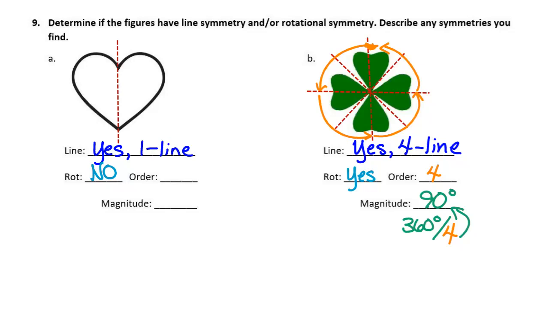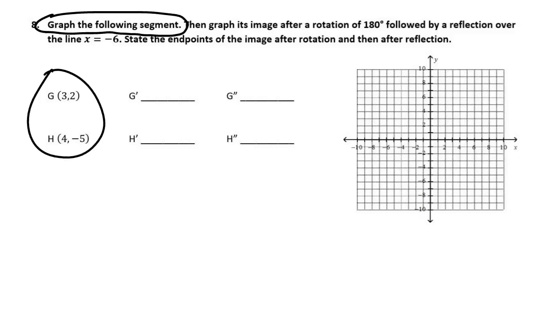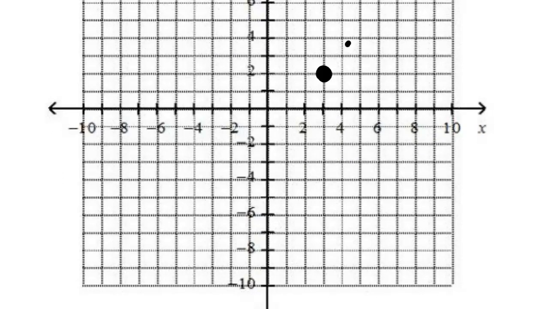Yes. Number 8, absolutely. All right, so the first thing they want me to do is graph this segment. So we're going to graph segment GH. G is 3, 2. And H is 4, negative 5. Grab my straight edge and trace in between those. Oops. There we go.